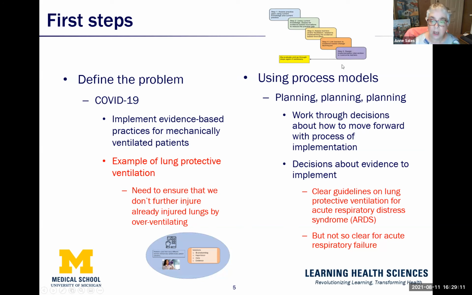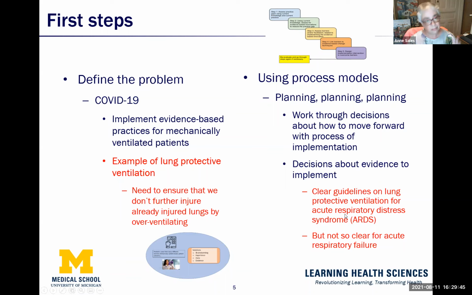Using process models, and again, this is just one example of a process model, we start the process of planning, working through decisions about how to move forward with implementation, and making decisions, importantly, about what evidence to implement. So there are clear guidelines from systematic reviews, meta-analyses, and many underlying empirical randomized trials that demonstrate that lung protective ventilation does help to preserve lung function.